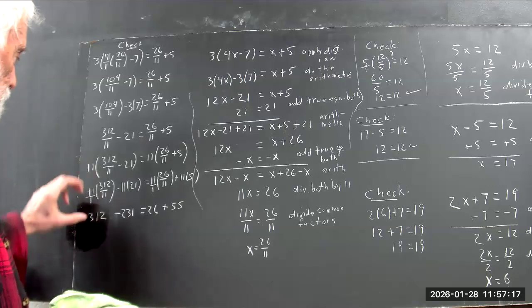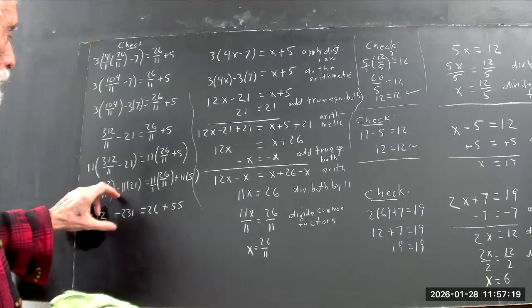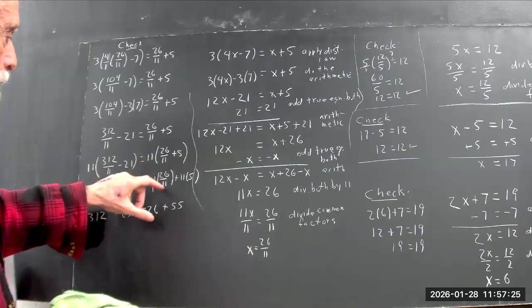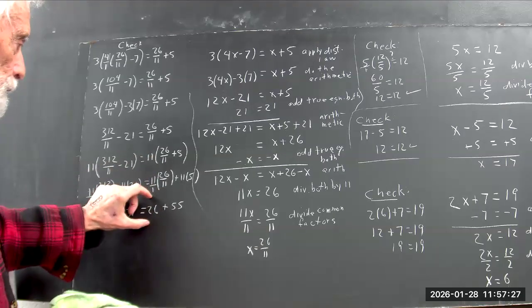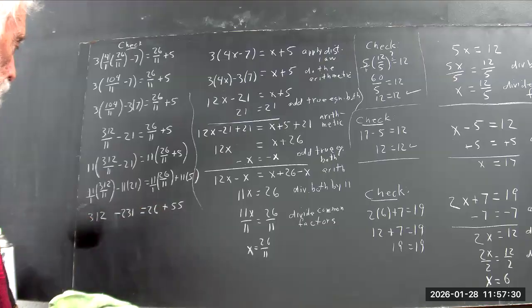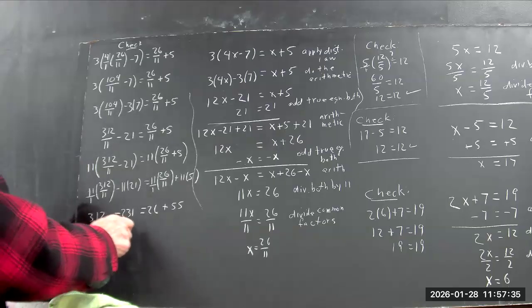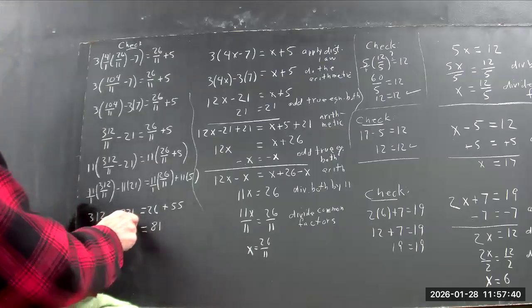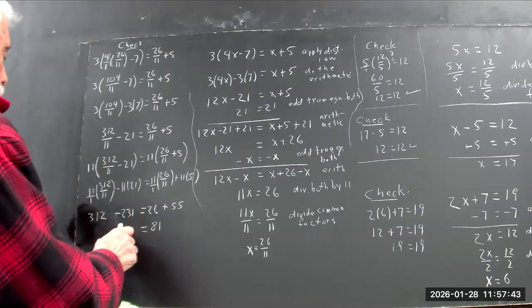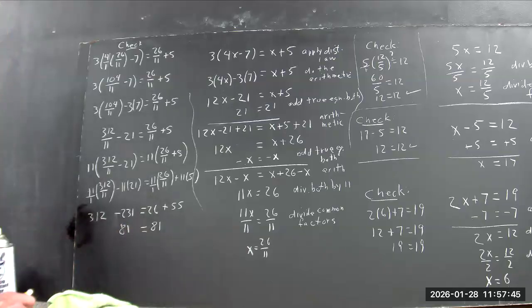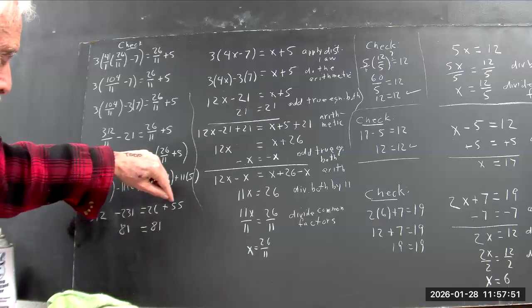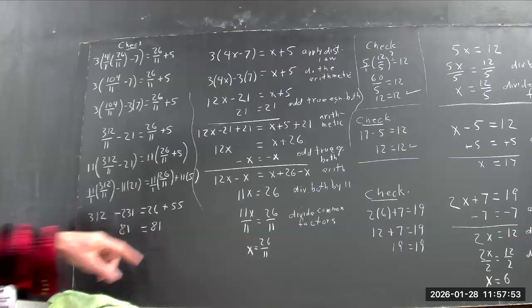So my left-hand side is 312 minus 11 times 21, which is 231. Right-hand side, 11 over 1 times 26 over 11 is just 26, and then plus 11 times 5, and that's 55. Okay, so now let's add 26 and 55, that's 81. And if I subtract 231 from 312, that gives me 81. So my equation 312 minus 231 equals 26 plus 55 just becomes 81 equals 81.